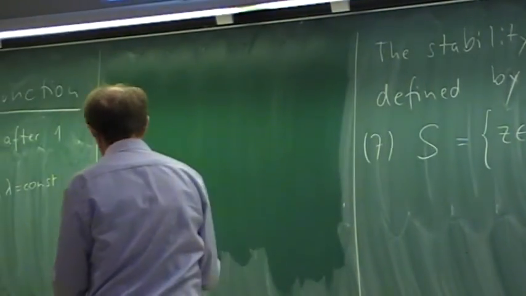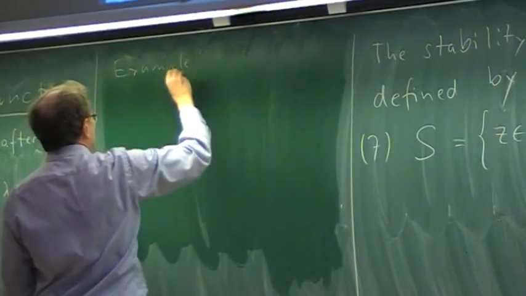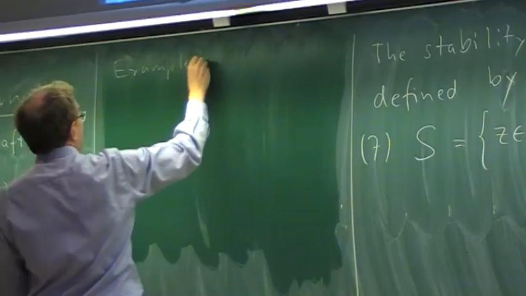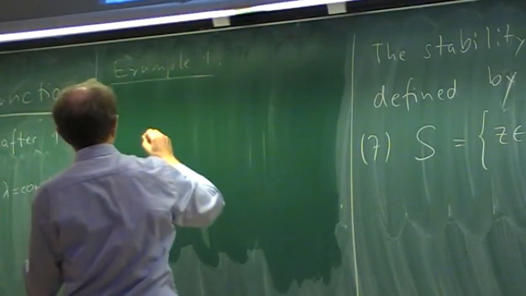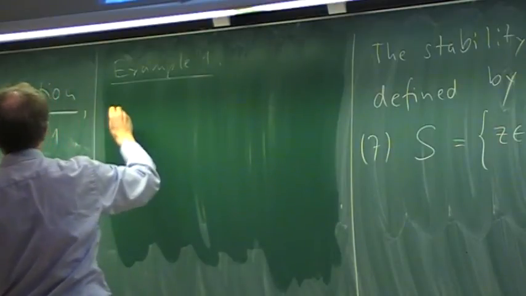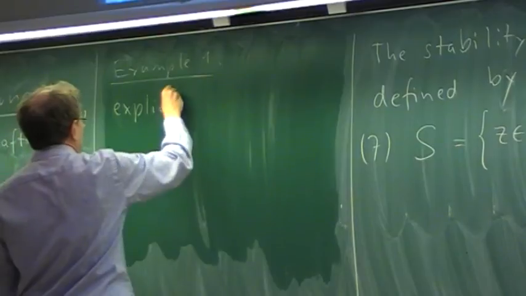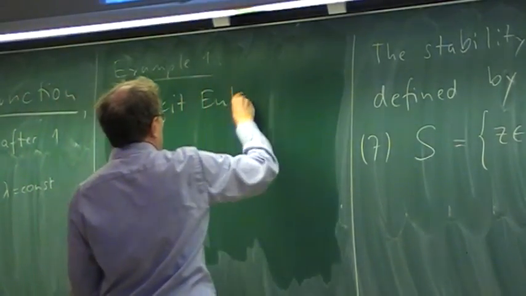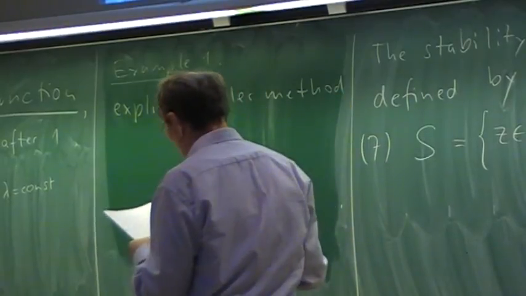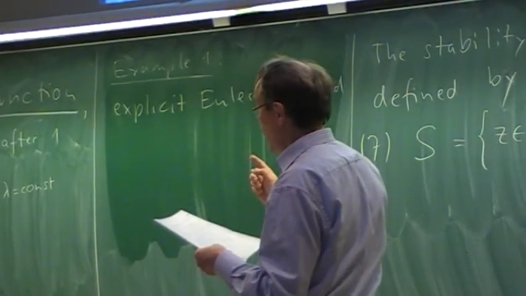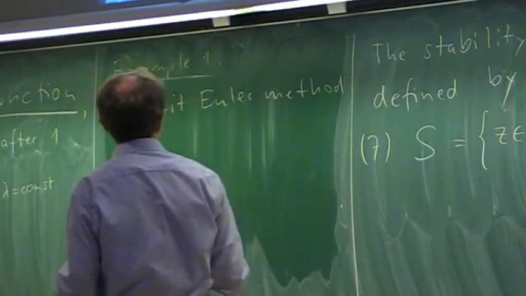So we start, of course, with the simplest example possible. That is example 1, and that is the explicit Euler method. So then we look for the explicit Euler method. We want to determine first the stability function for that, and then we want to see what is the stability domain for that.